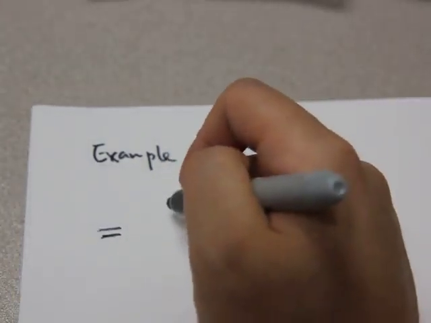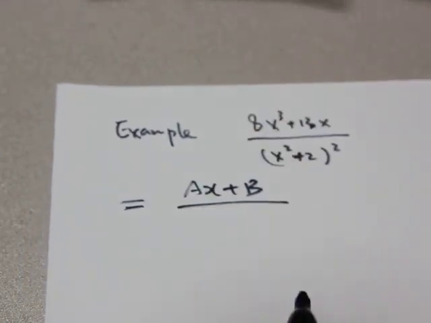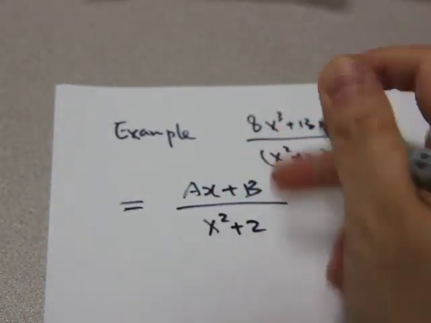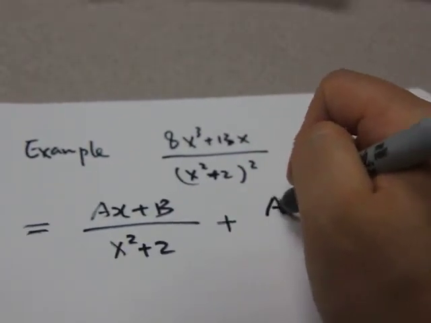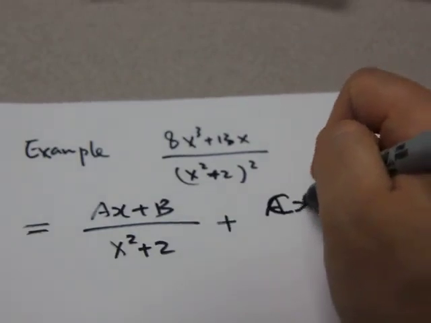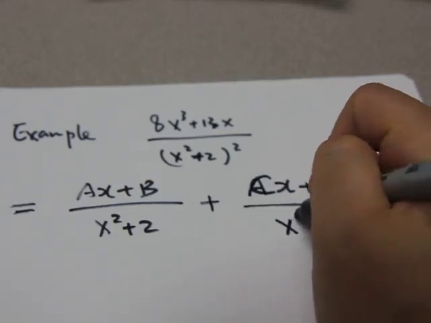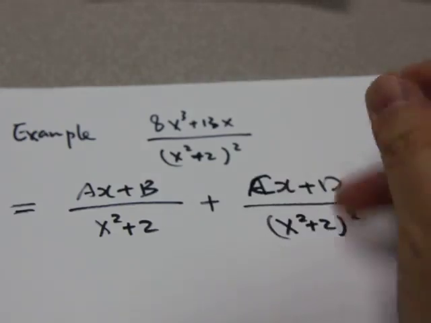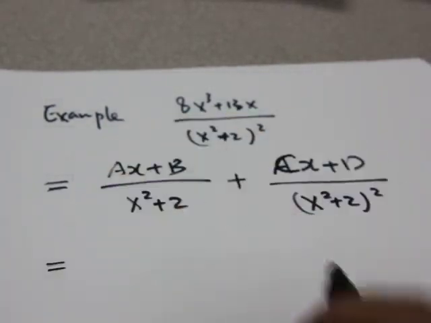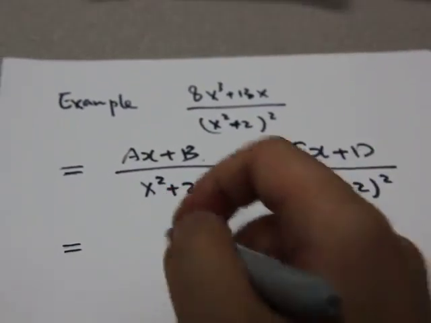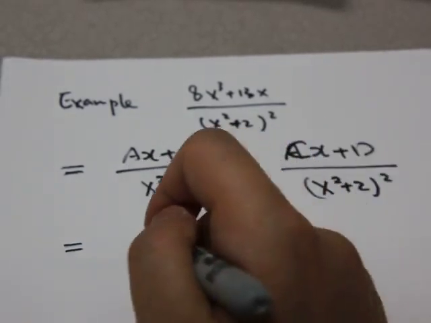So the first fraction is ax plus b over this quadratic factor, and the second fraction is another numerator, cx plus d, over (x squared plus 2) squared. And next, we need to determine a, b, c, and d.